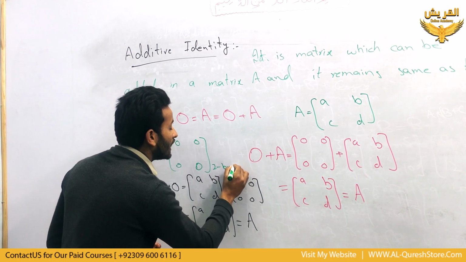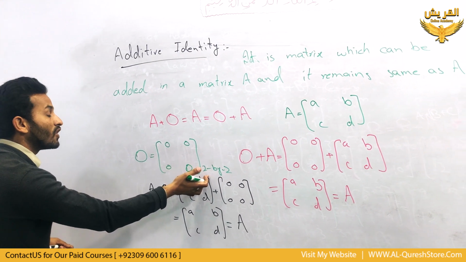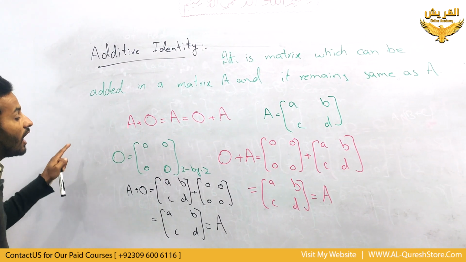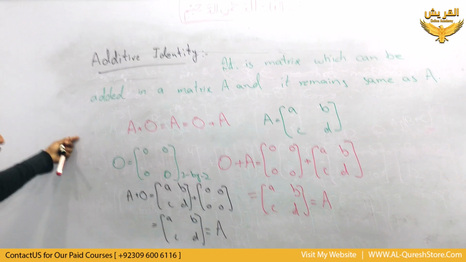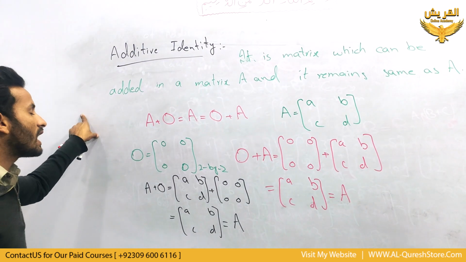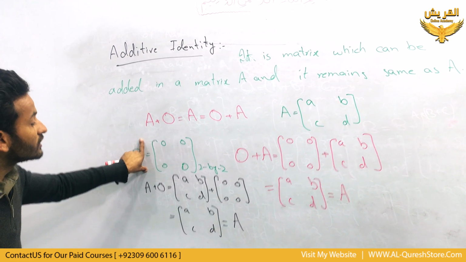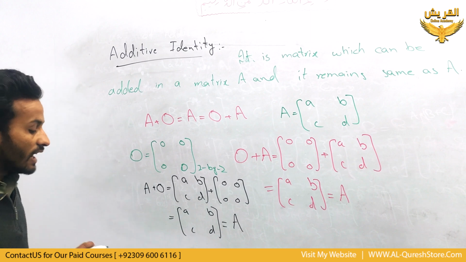If we change the order of this null matrix, then it will be changed for the other matrix. All matrices of different orders have different additive identities, but they are the null matrix of the same order, which is the additive identity.